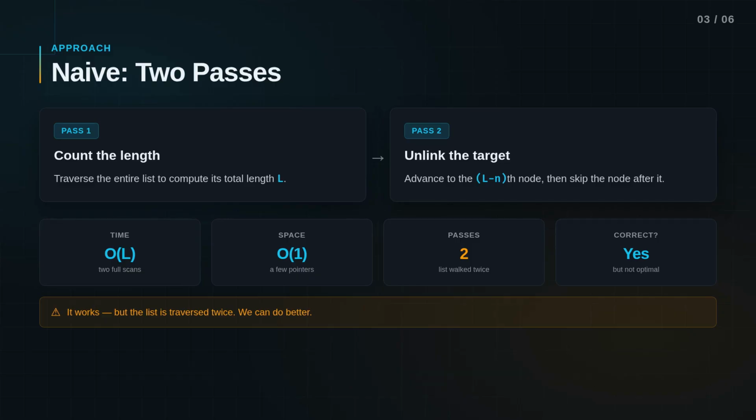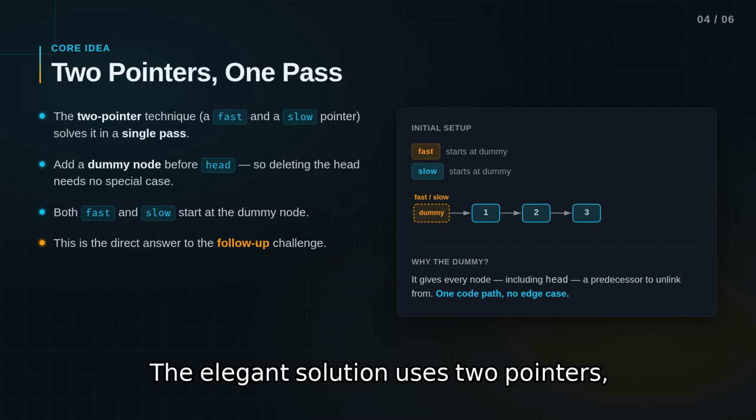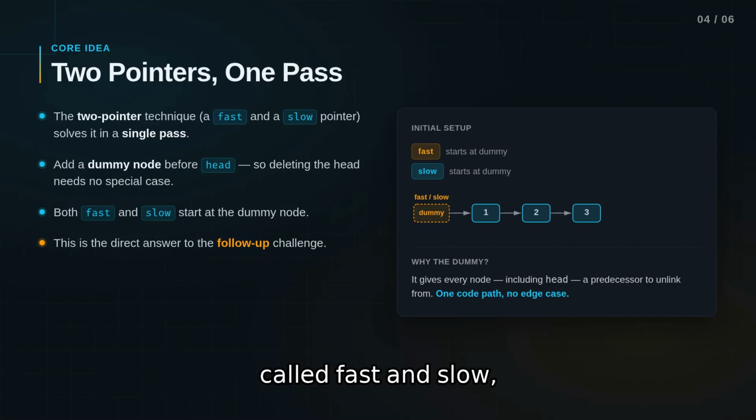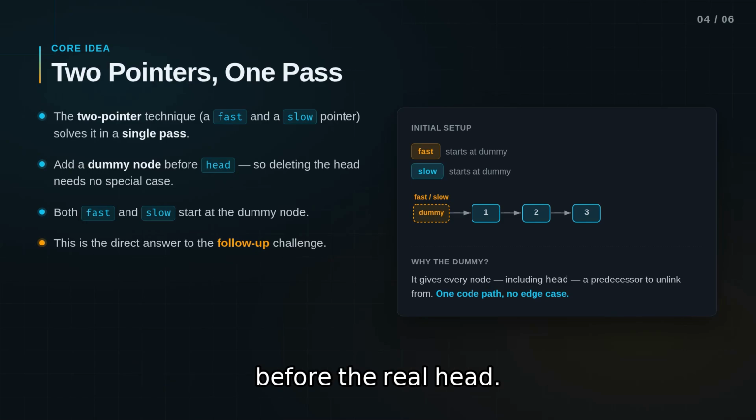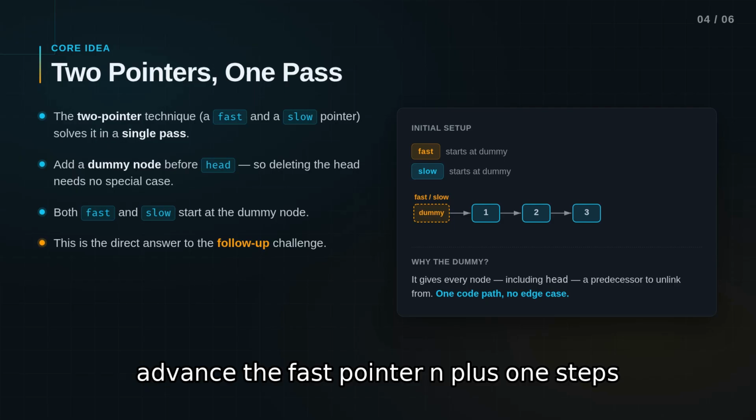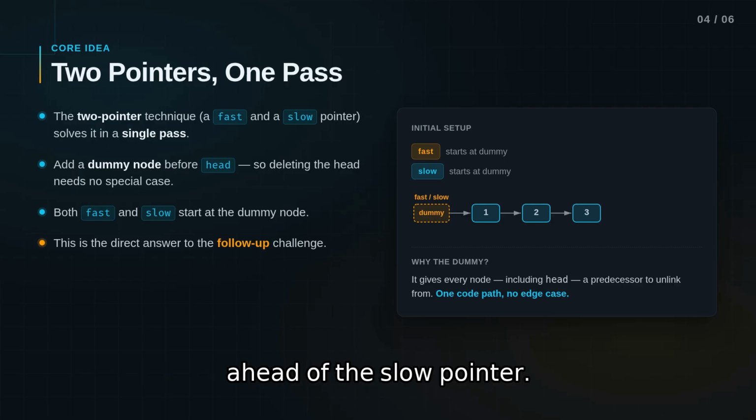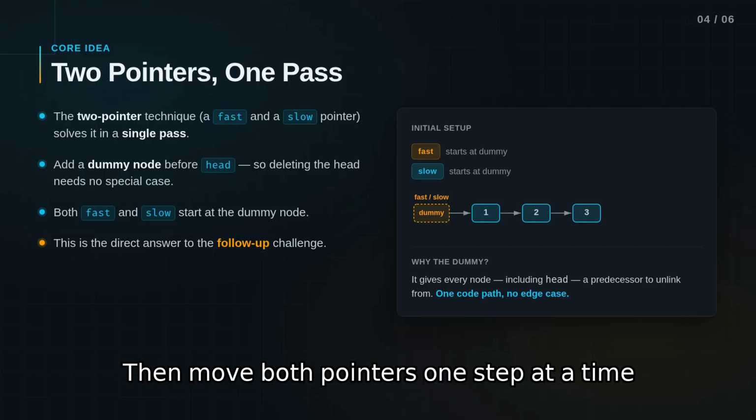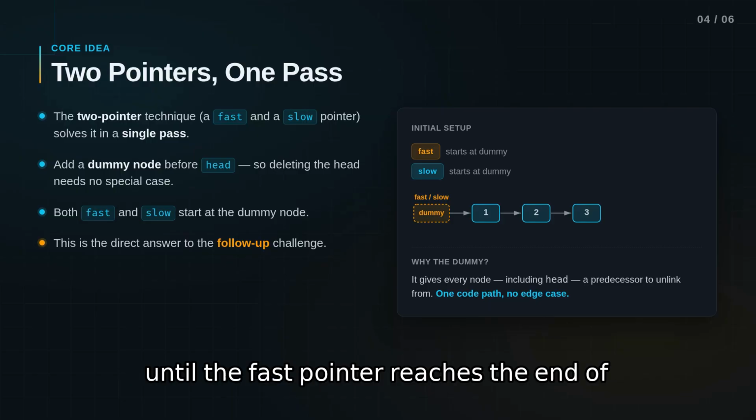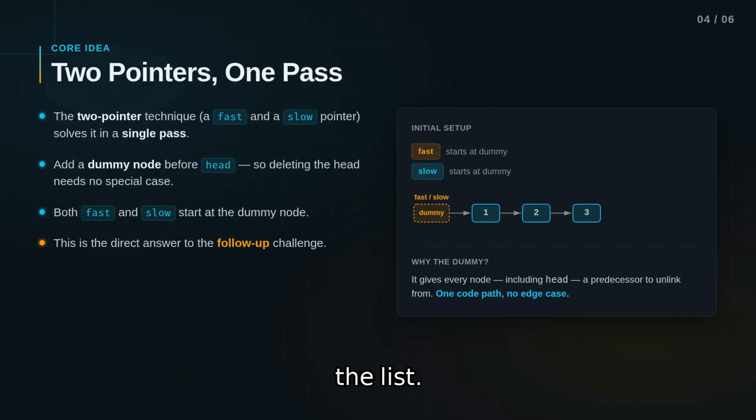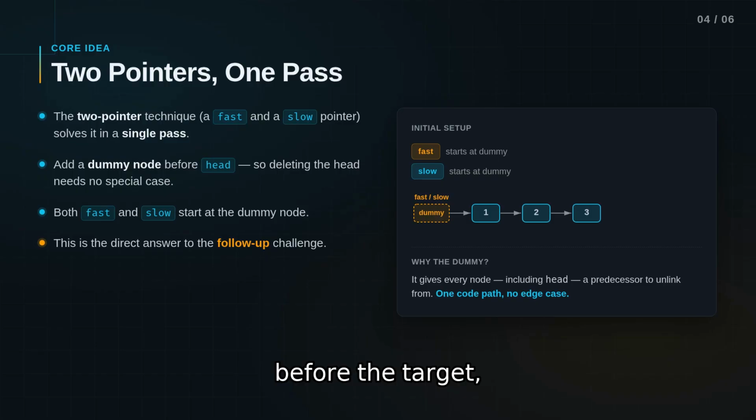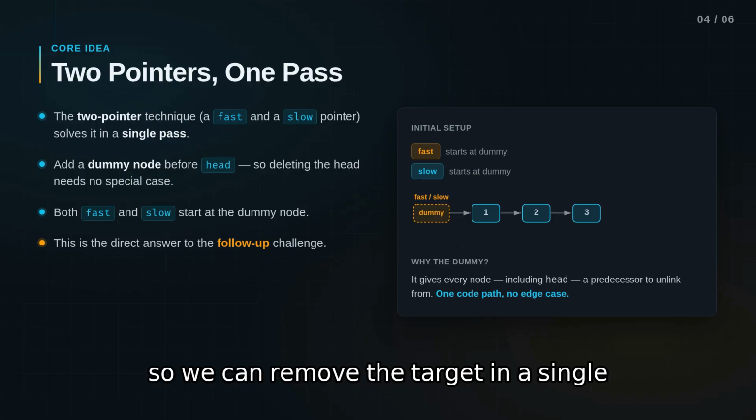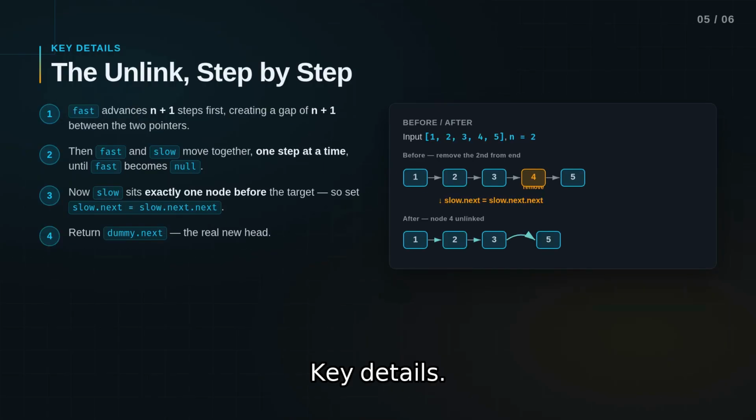Core idea. The elegant solution uses two pointers called fast and slow, together with a dummy head node placed before the real head. First, advance the fast pointer n plus 1 steps ahead of the slow pointer. Then move both pointers one step at a time until the fast pointer reaches the end of the list. At that moment, the slow pointer sits exactly one node before the target, so we can remove the target in a single pass.